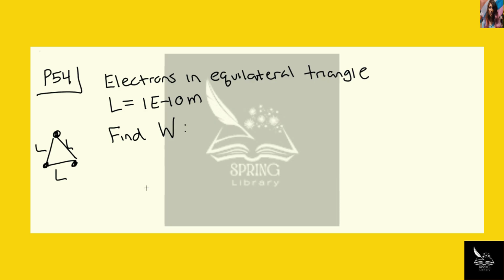Okay, in this problem we have electrons organized in an equilateral triangle where the length between each electron pair is known, and we're asked to find the total work required to assemble these electrons in the current configuration. So to do this, imagine moving the electrons in one at a time to their present locations. The first electron we can move into its position for free because we assume that there are no other charges there, and so there's no electric field and nothing to resist moving the electron to that position.